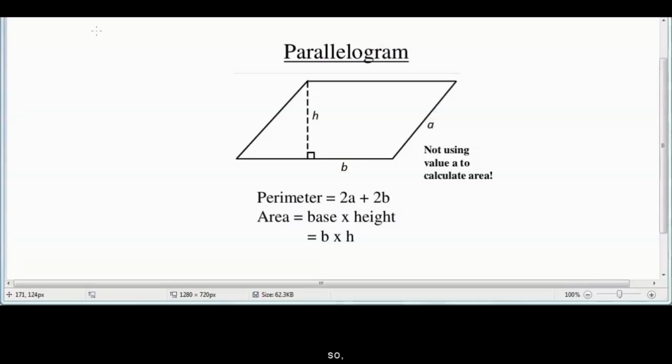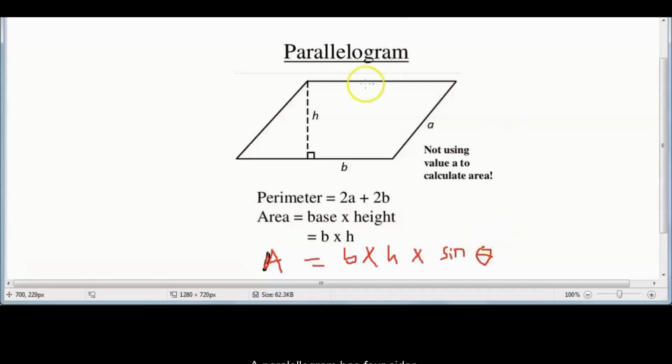So depending on the dimension given, the area of a parallelogram can be calculated in two ways: base times height, or base times height times sine theta. B times H times sine of the included angle, that is if theta is given.